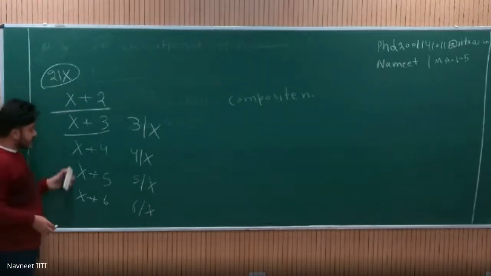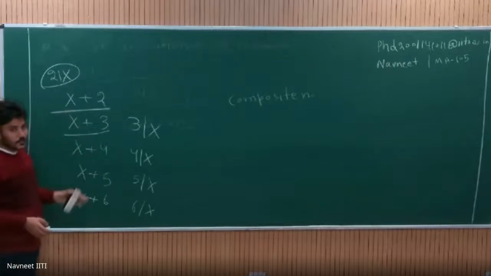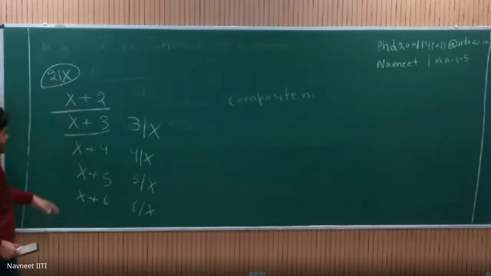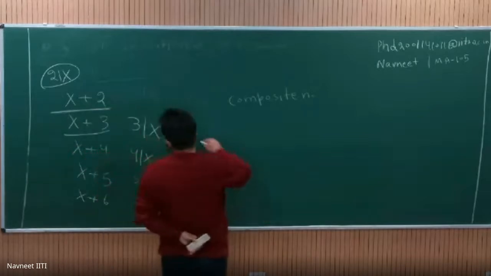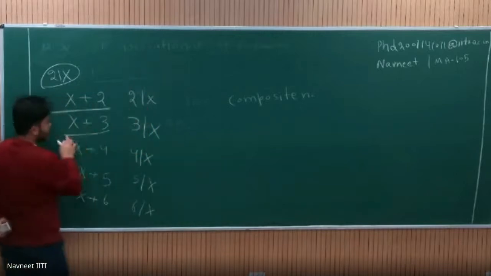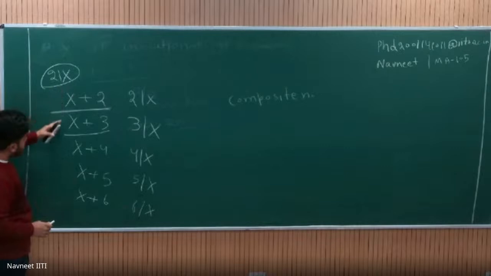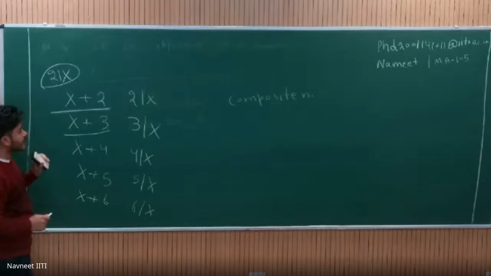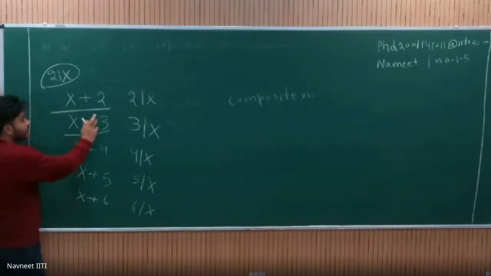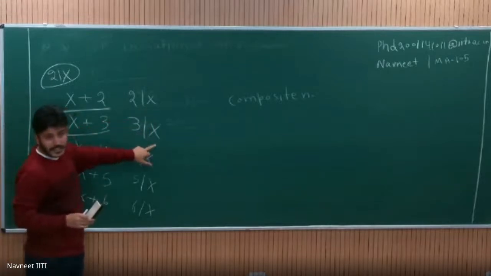Okay, but we want such a number x such that all of these properties are satisfied together, because we want all of them to be composite. Now you check, this is composite if 2 divides x, this is composite if 3 divides x. What is the condition on x such that both of them are composite? Divisible by 6. If 6 divides x, that means we choose such a number that 2 also divides x and 3 also divides x.